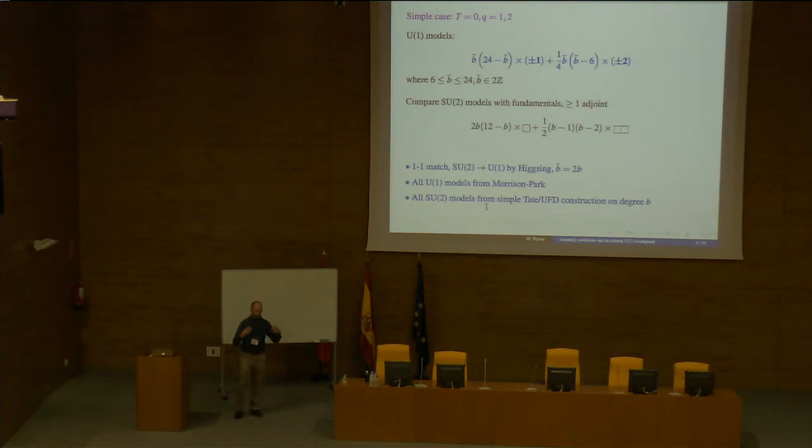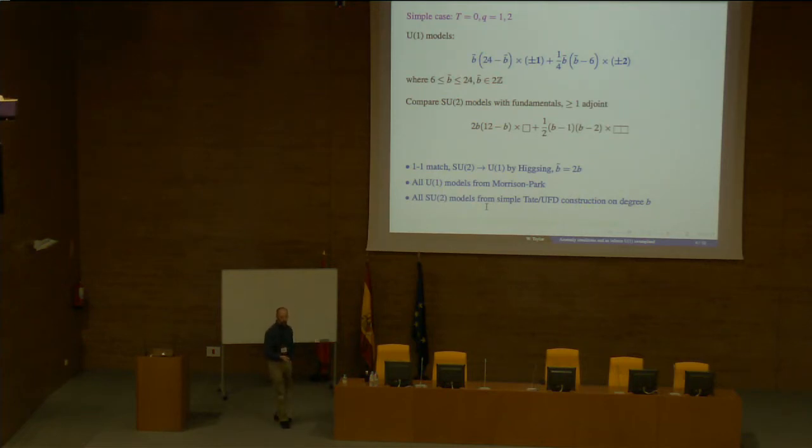So those are determined simply by anomaly cancellation. There are 10 models in each of these categories, and there's a one-to-one matching between them. Because I've restricted to having at least one adjoint for SU2, we can Higgs on the adjoint, we can break the SU2 down to U1, and so each of these SU2 models can be broken to one of these U1 models. In fact, each of these SU2 models can be realized by the most straightforward F-theory construction.